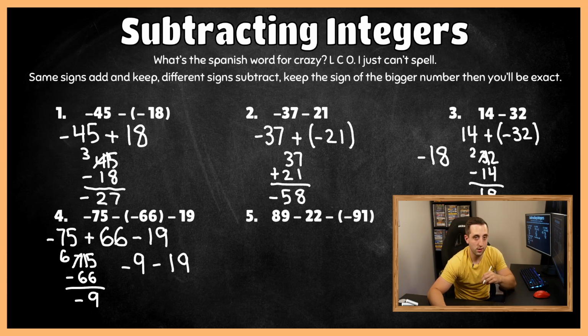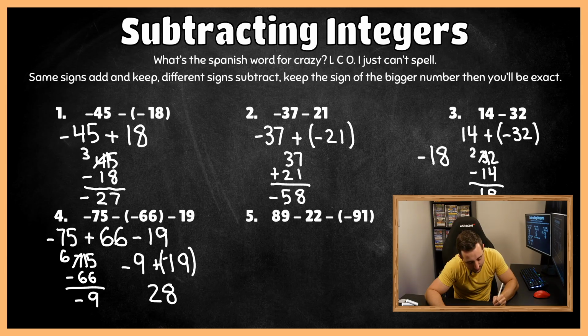And now once again we can use LOCO because it's a subtraction problem. So leave negative 9 the way it is. We'll change subtraction to addition, and the 19 becomes negative, and then I'm going to throw those parentheses in there as well. Now, utilizing our song, same signs add and keep. 19 plus 9 is 28, and keep the sign that they had in common, and it's negative 28.